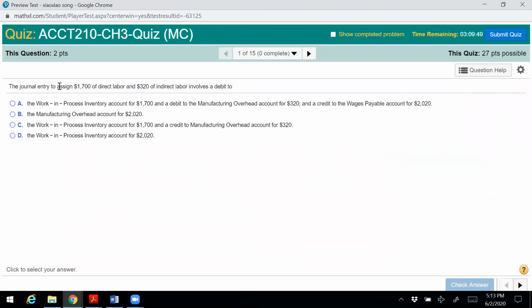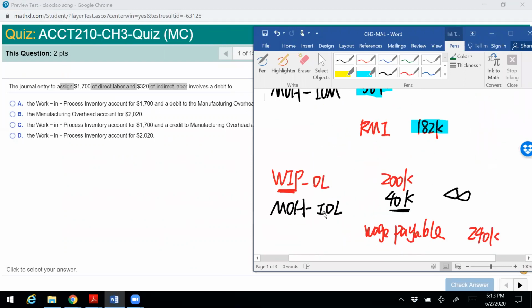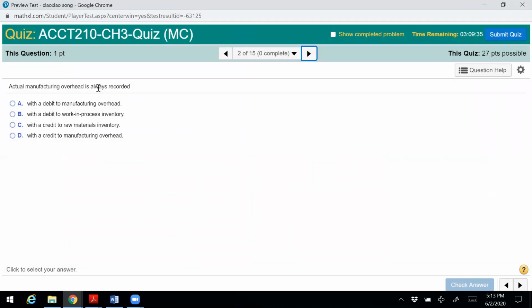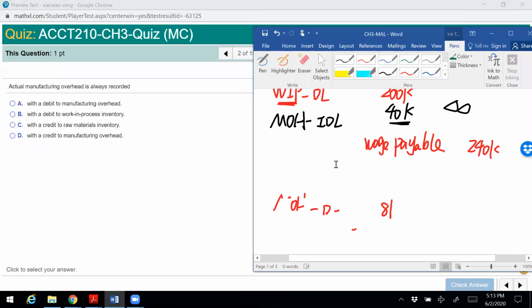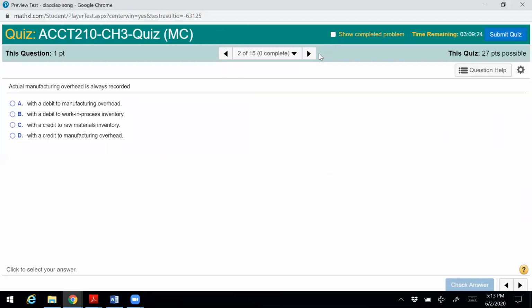Journal entry to assign direct labor and indirect labor. Okay, so now you should know, right? Direct labor, how do you do it? Indirect labor, how do you do it? I'm not going to repeat it. Next one, actual manufacturing overhead is always, you know, right? I'm not saying the word, but debit, right there.